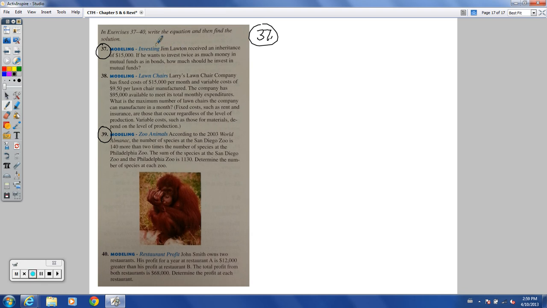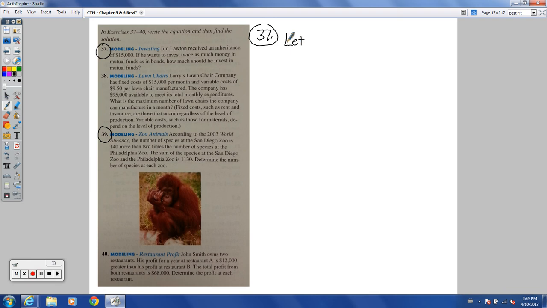Not like that. Investing. Jim Lawton receives an inheritance of $15,000. If he wants to invest twice as much money in mutual funds as bonds, how much should he invest in mutual funds? When we do problems like this, you want to pick a variable and say let this represent a certain amount, and then set up an equation.